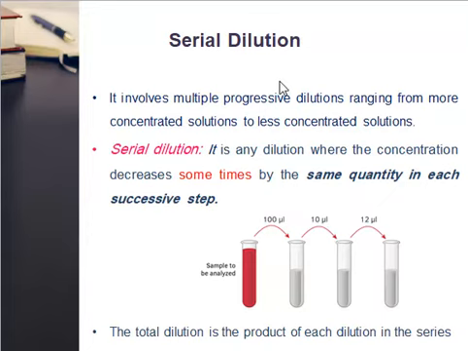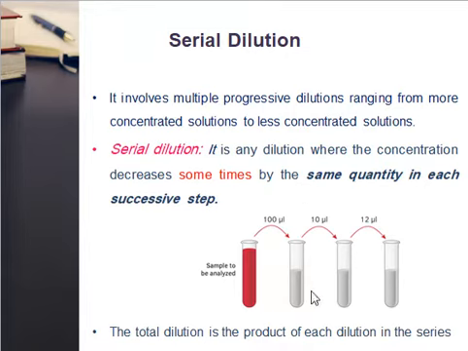Serial dilution involves multiple dilution tubes through multiple steps, not one step, at which the concentration decreases gradually by successive dilution. So it involves multiple progressive dilutions ranging from the concentrated solution to less concentrated solution. In some serial dilutions, the concentration decreases by the same quantity in each successive step.